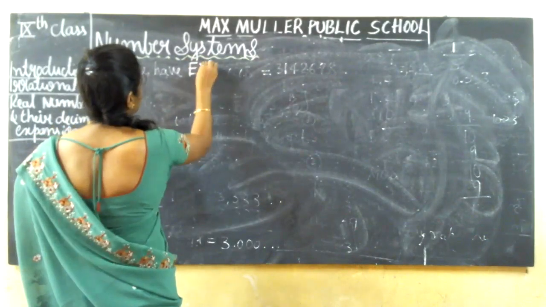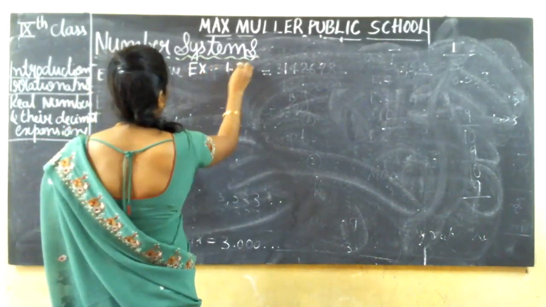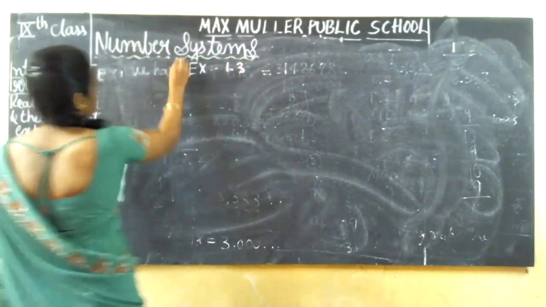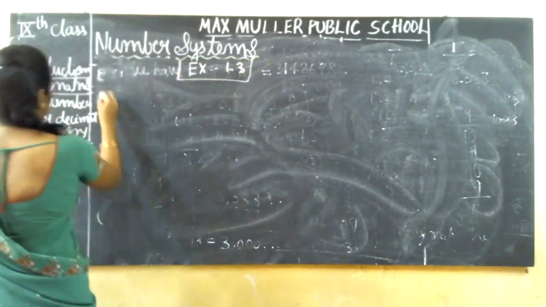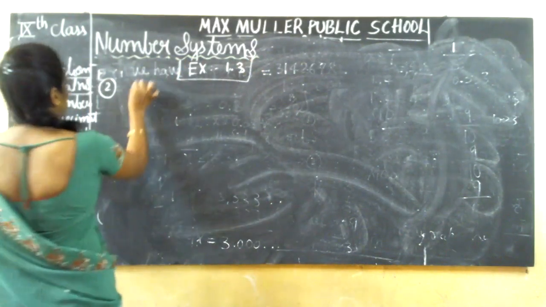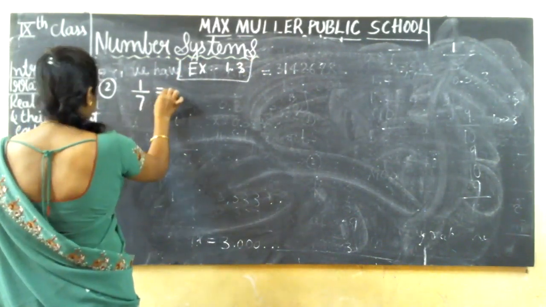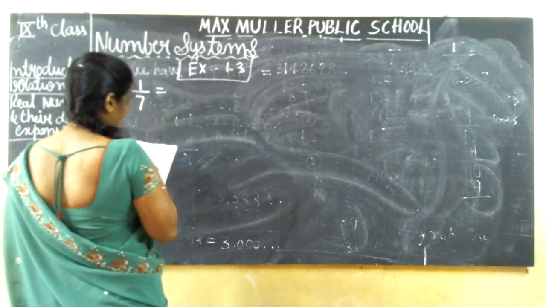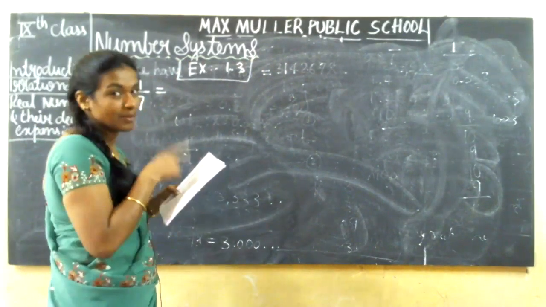Exercise 1.3. Here it is the second one. You know that the value of 1/7 is there in the text, while the example is there, guys.